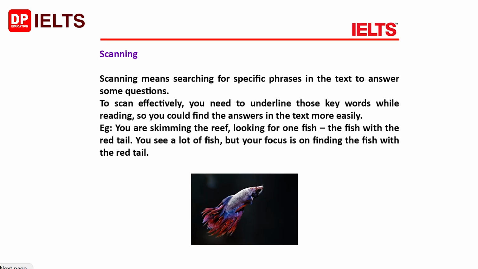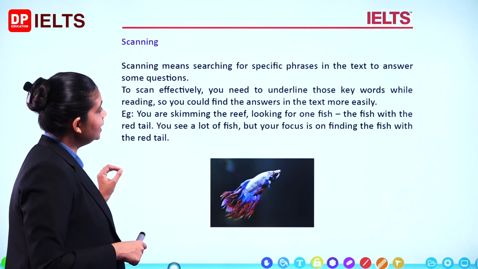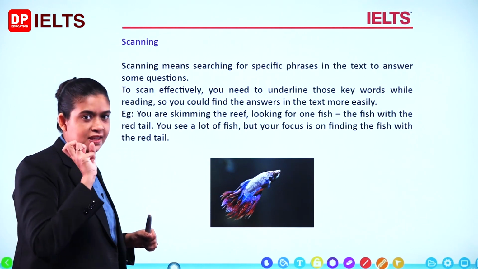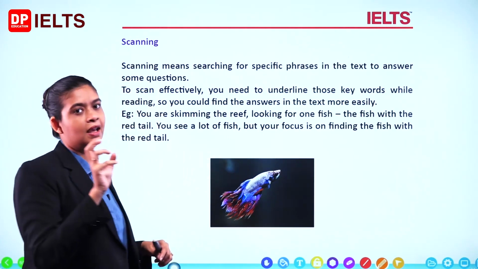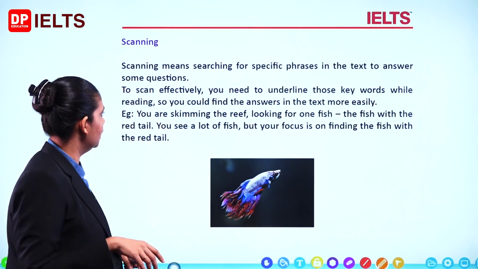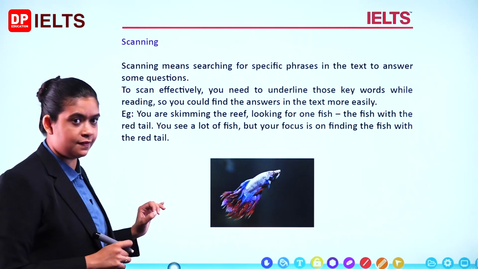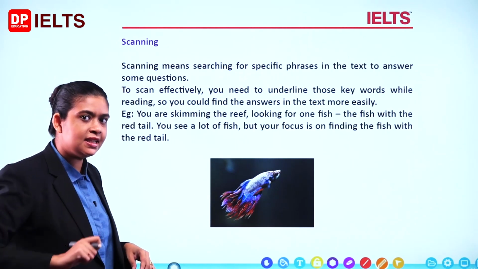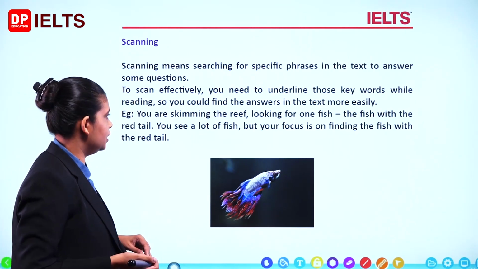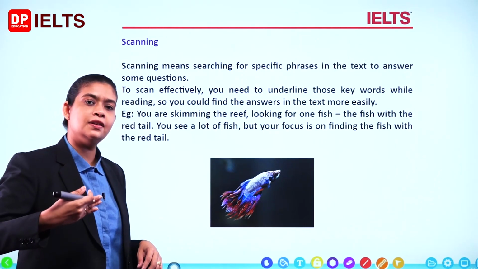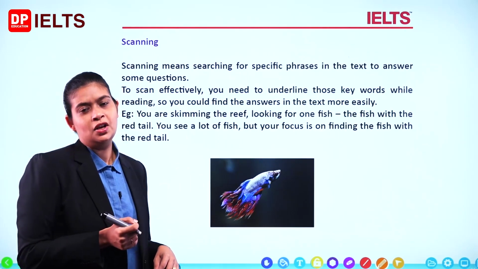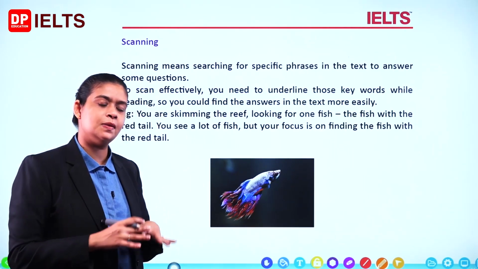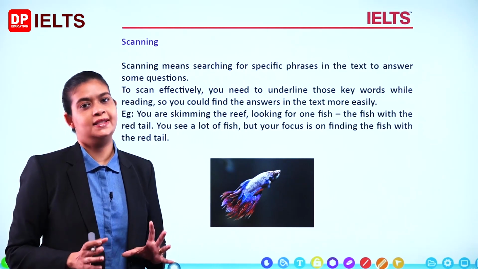Next one is scanning. Scanning means that we look for specific information. So there could be specific phrases in the text. To scan effectively, you must underline the keywords while reading. So you could find those words or the similar meaning in the text. So the keyword underlining concept is very important in your IELTS test.